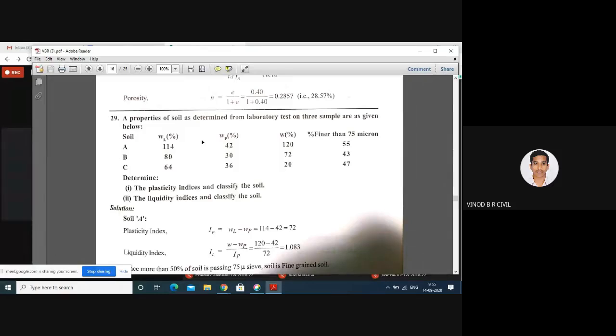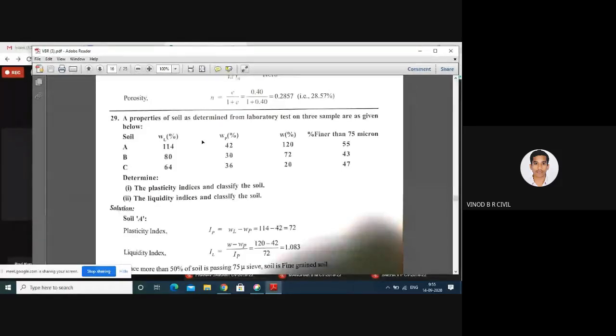If you collect the soil sample and add the water, and that water is in a lightly flowable condition, then we call it the liquid limit. What is the meaning of plastic limit? With the help of that soil sample, if you add water to the soil, you can make it into a round ball. Then it is the plastic limit.